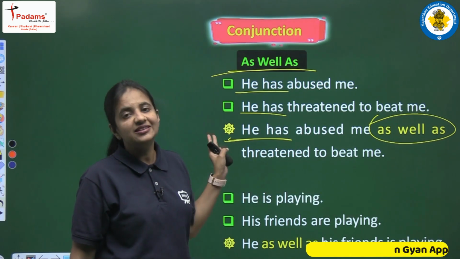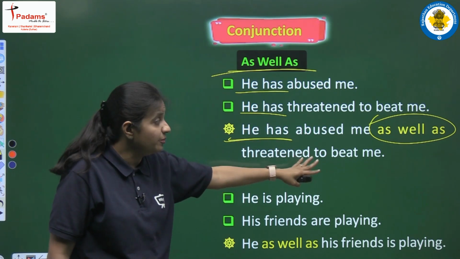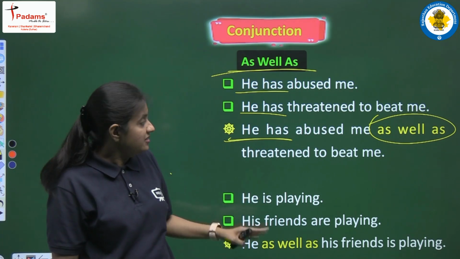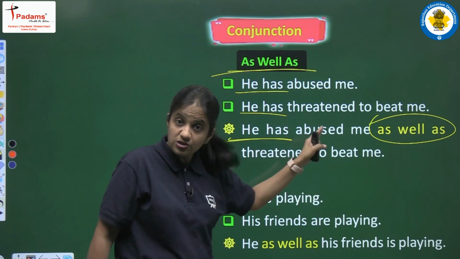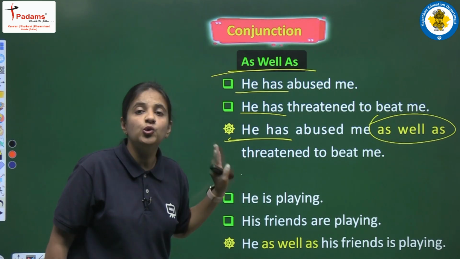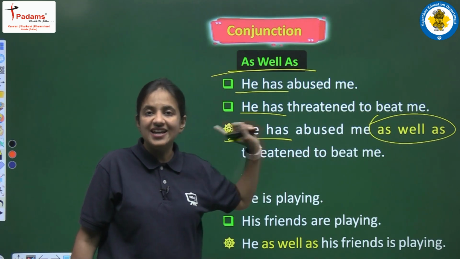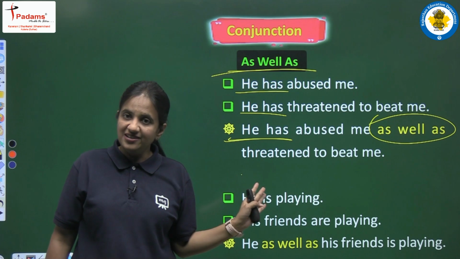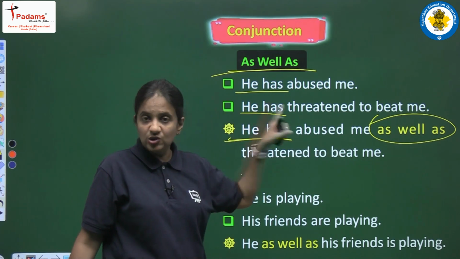So in this manner, the complete sentence that we are having here is, he has abused me as well as threatened to beat me. It means he actually did two things, right? First of all, he abused me and he also threatened to beat me. So in this manner we can use as well as in a sentence to combine two different sentences. Alright, I hope the use of as well as is clear.